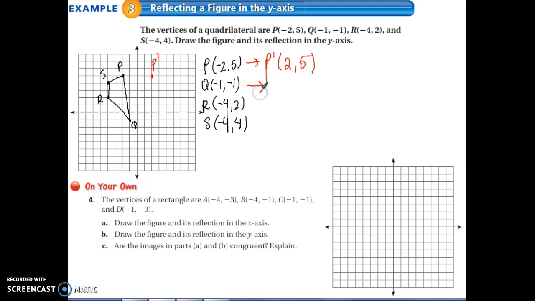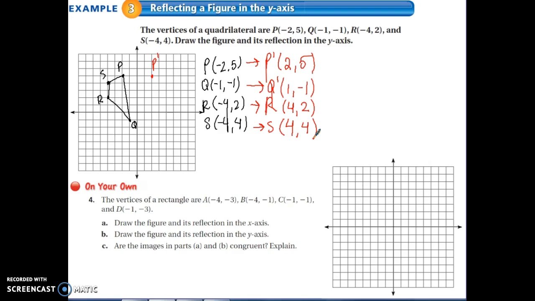For Q prime, it used to be located at -1, -1. That y value stays the same, but instead of -1 for x, I have +1 for x and -1 for y. For R, I had the coordinates -4, +2, but my x value changes to positive while my y value stays. And lastly, S has a negative x value which changes to positive, and my y stays positive.